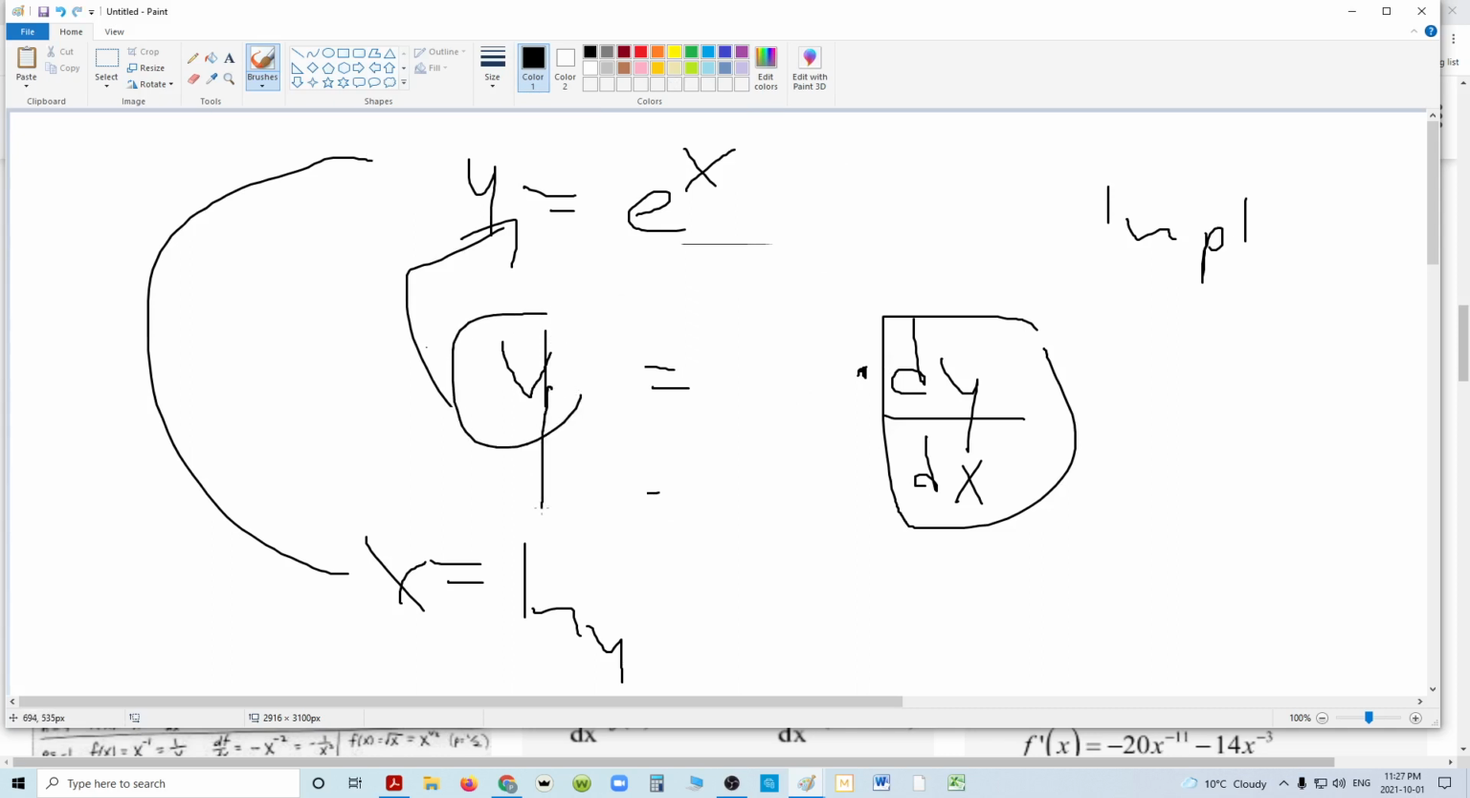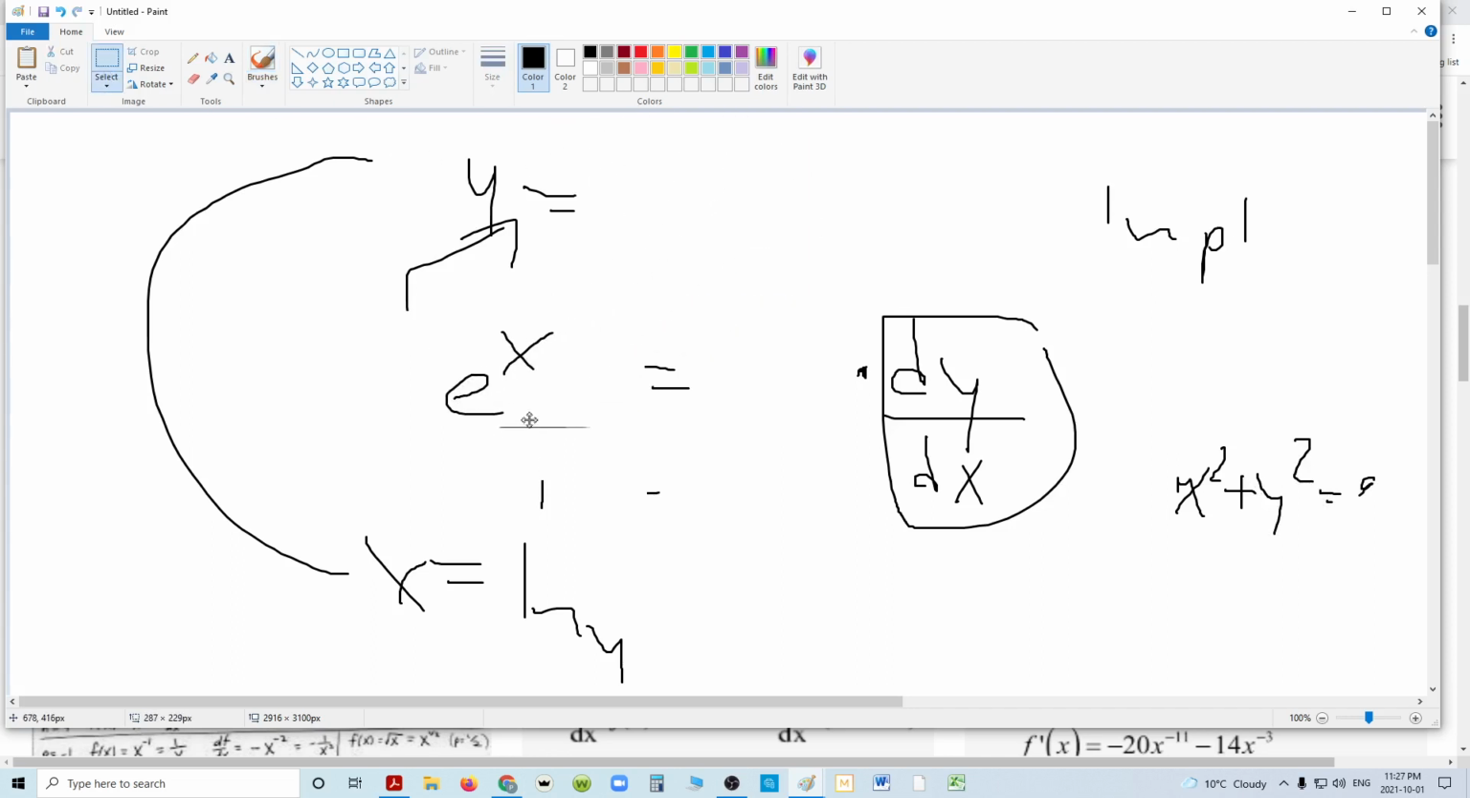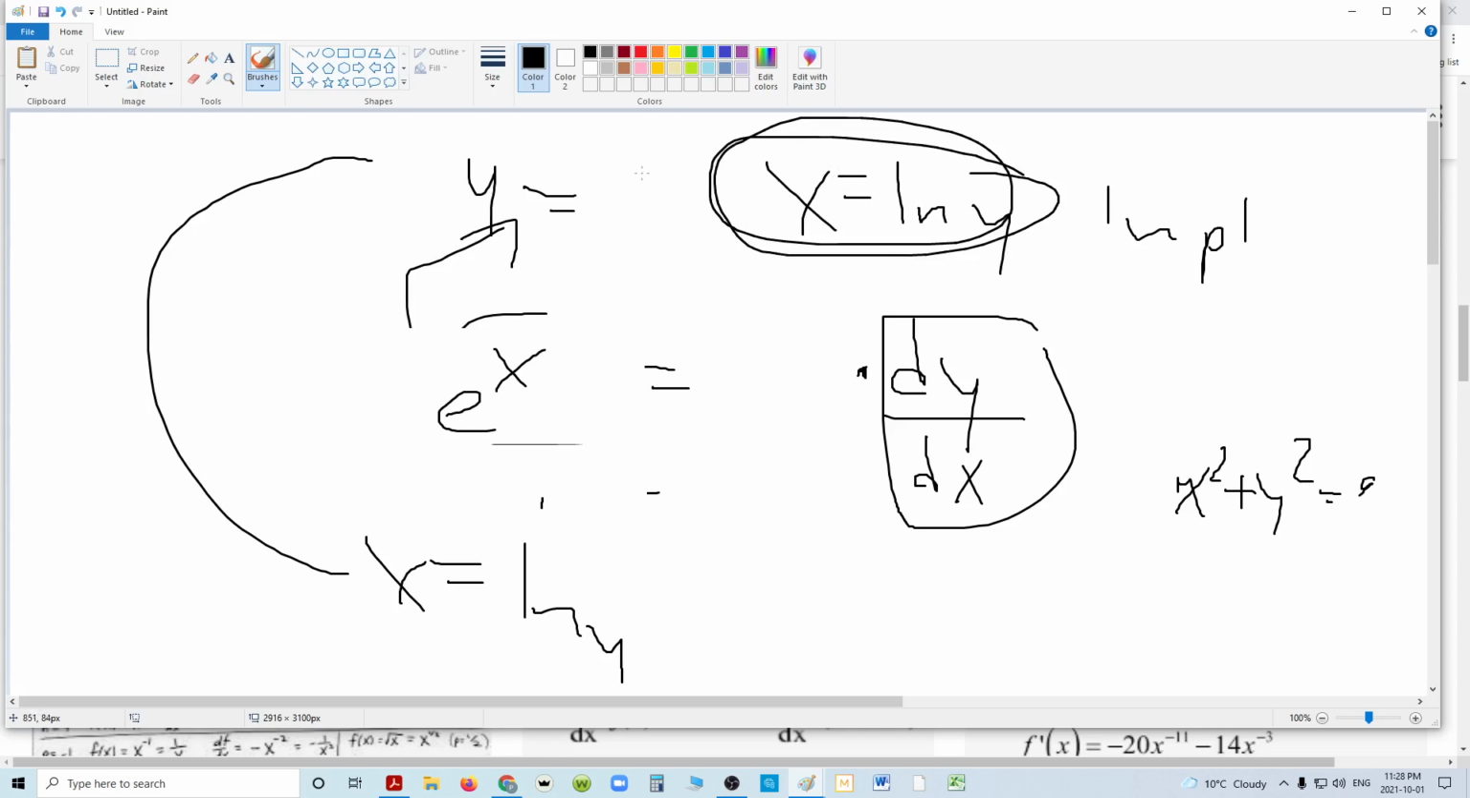Well, that's no good, except that, remember, just as we did for x squared plus y squared equals 9, we can now replace y with what we know y to be equal to. y is equal to e to the x. So that means the derivative of this is e to the x. And keep in mind, we started with the derivative in this format, which is a lot easier for us to solve than in this format.